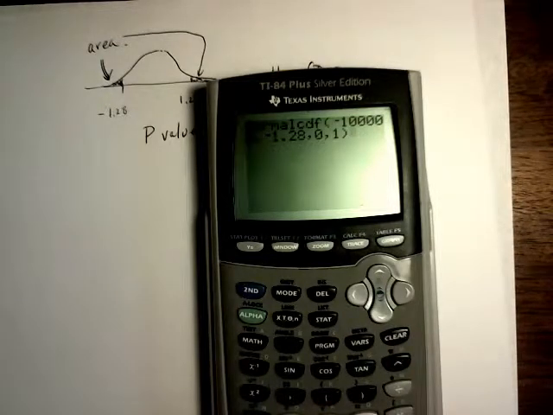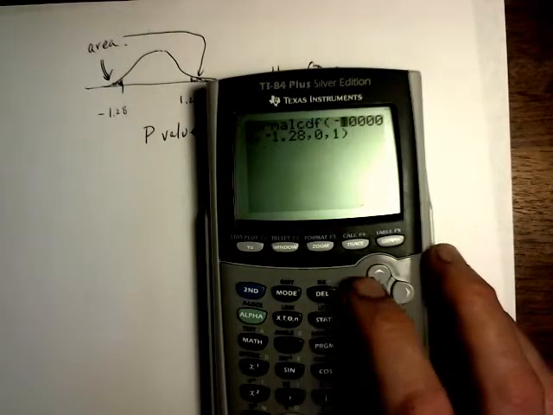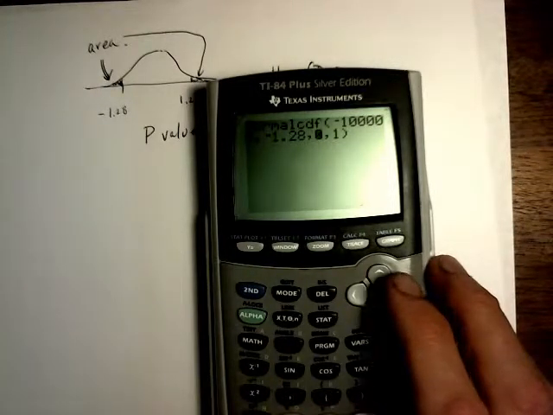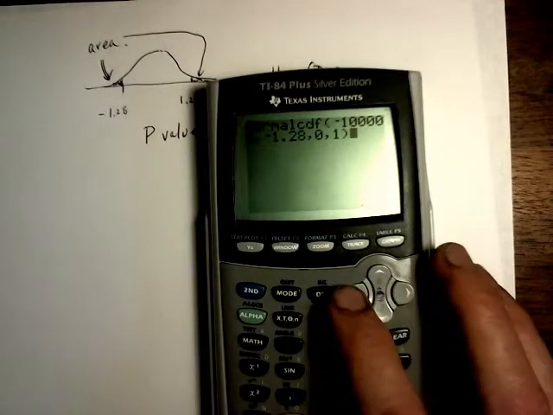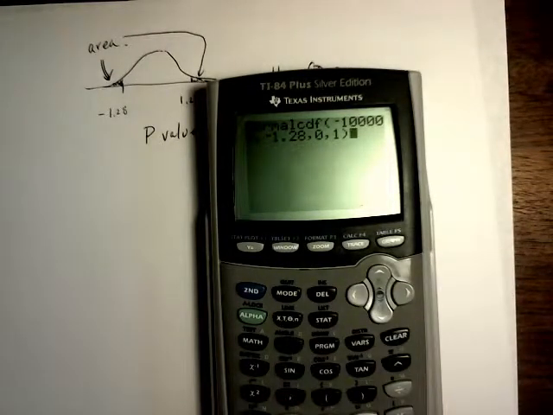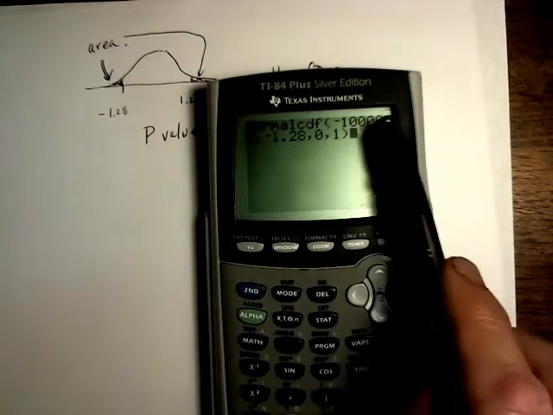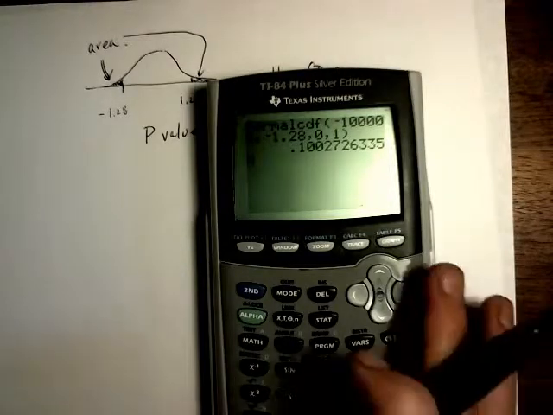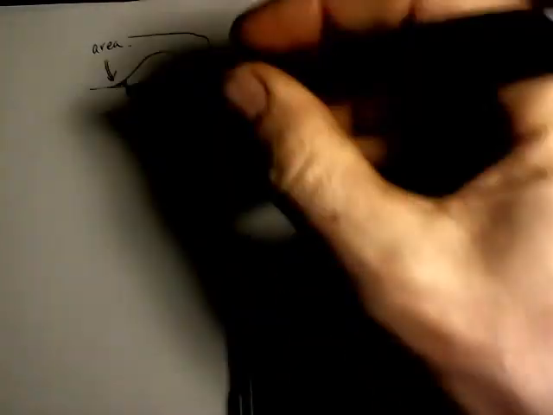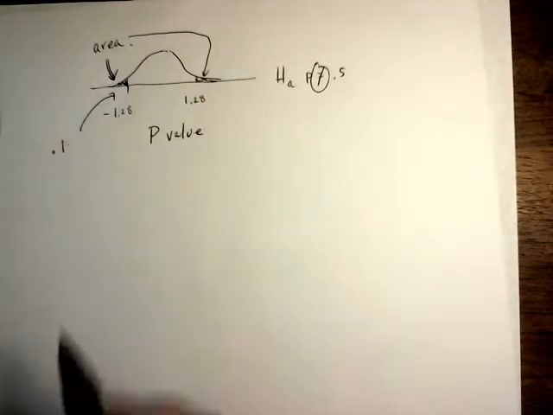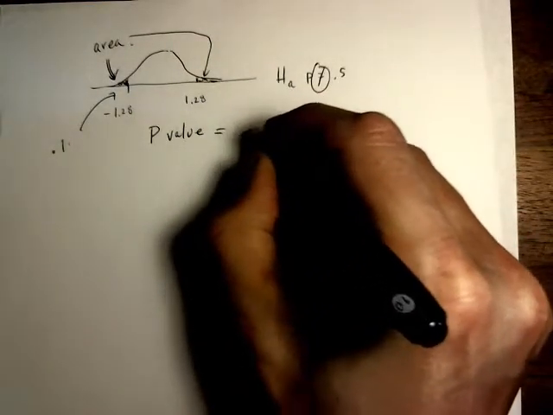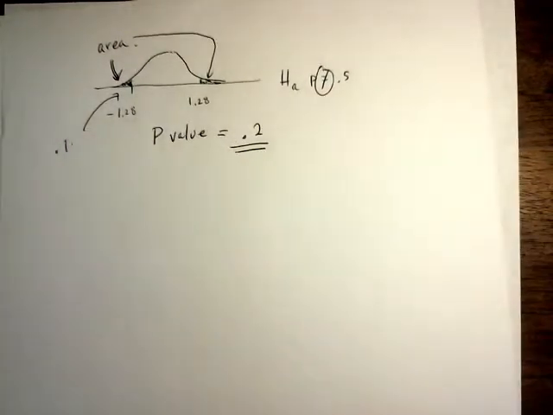We're going to paste that into my calculator. So my calculator says it's the normal CDF from negative 1,000 to negative 1.28 with a mean of 0 and a standard deviation of 1. You might have to put it into your calculator just like this. It's no big deal. It always goes left endpoint, right endpoint, mean, and standard deviation. Press enter, and I get 0.1. So this area over here is 0.1. That means altogether, both of these areas are 0.2. So the p-value is 0.2.